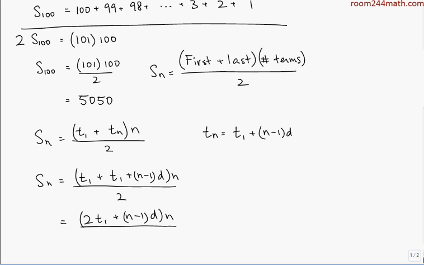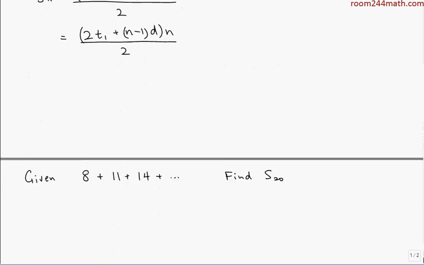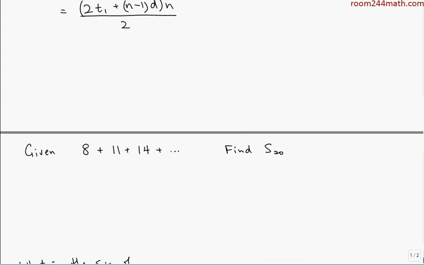I don't particularly like this one because it's pretty easy to make a mistake with the brackets, put one number in the wrong place, forget to double the T1, all sorts of things. It's much easier just to remember first plus last times the number of terms divided by 2, which is really this formula, and it's a good formula. So let's use that formula in a couple of examples. Let's say we're given a problem to add up 8 plus 11 plus 14 plus all the way up to some unknown number, but we're told we're looking for S20.